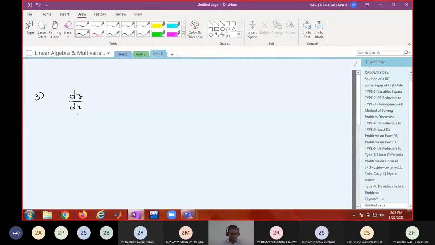dz by dx plus z by x into log z equals z by x into (log z) whole square. Now you are asked to solve this differential equation.